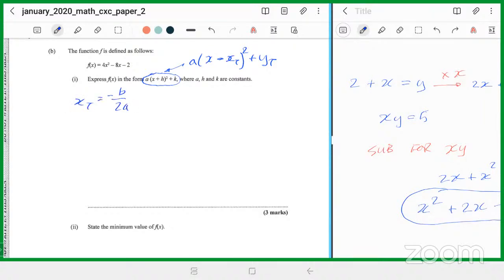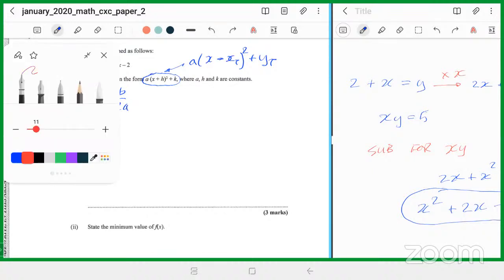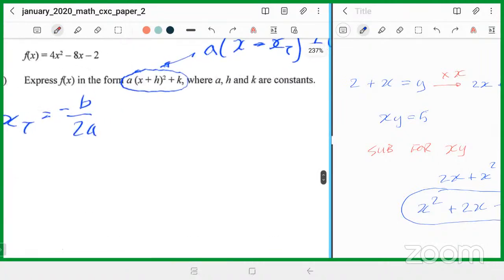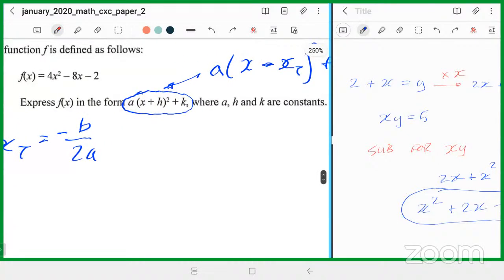Where do the a and the b come from? They come from the standard form. So in this standard form up here, let's write them out. The a is the number in front of the x squared, or what we call the coefficient of x squared. This is the x squared. The number in front is 4, so a equals 4. The b is the coefficient of the x. This is the x here. The number in front is a negative 8.